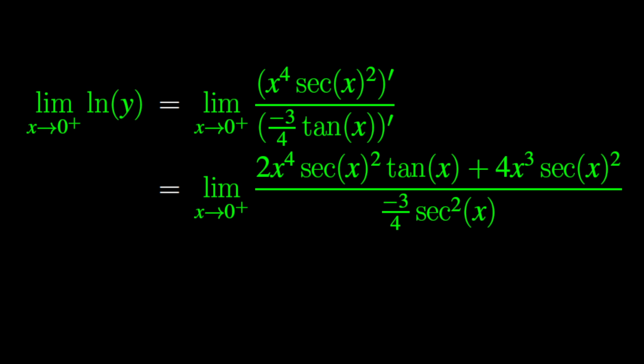When we take the limit as x goes to 0 plus of 2x to the power 4 times secant of x to the power 2 times tangent of x, plus 4x cubed times secant of x to the power 2, the result is 0. And the limit as x goes to 0 plus of minus 3 over 4 times secant square of x is minus 3 over 4. In sum, the limit as x goes to 0 plus of logarithm of y is 0.